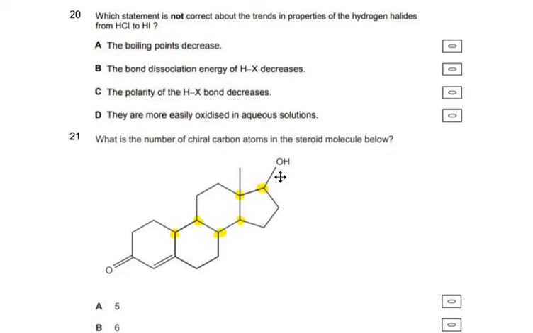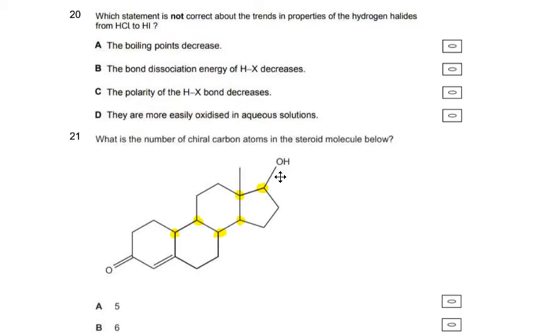Statement B, the bond dissociation energy of hydrogen bonded to a halogen does decrease down the group because the halogen atom gets bigger, so the bond becomes weaker. So that's correct. C, the polarity of the HX bonds decreases down the group.